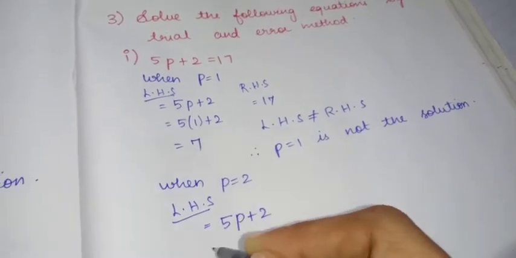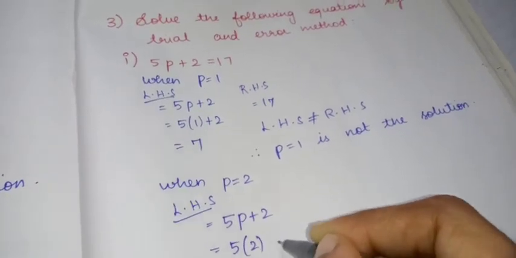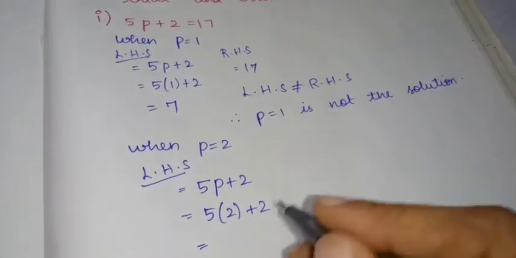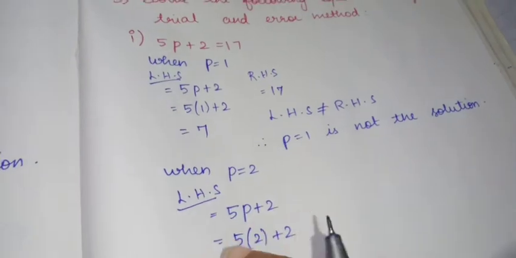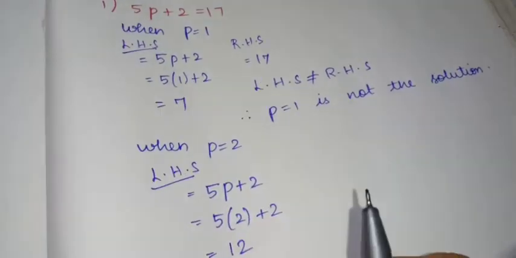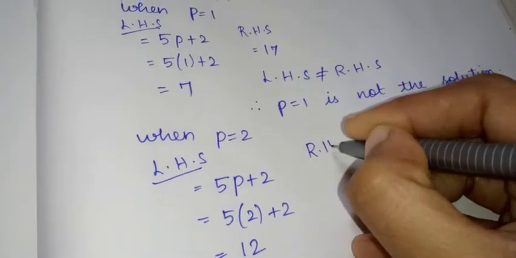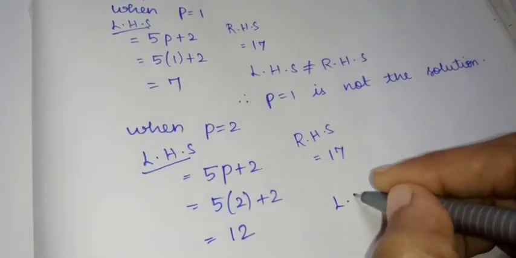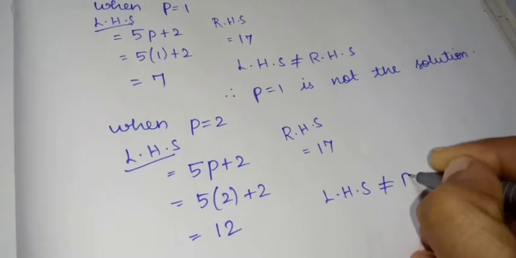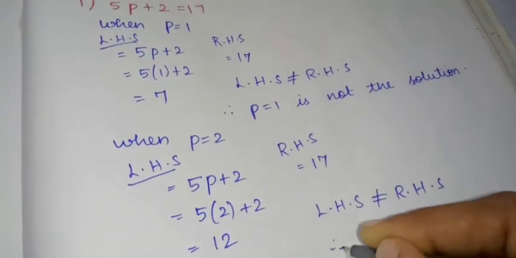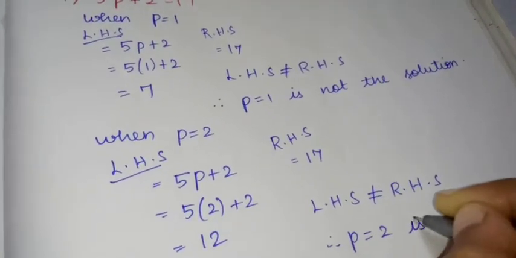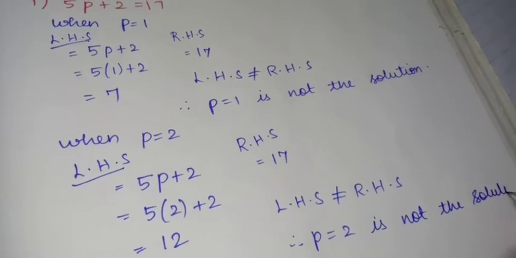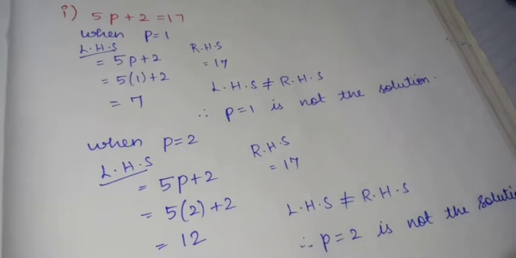5P plus 2, 5 into 2 plus 2. 5 2s are 10, 10 plus 2, 12. What is your RHS? 17. So, both LHS and RHS are not equal. Therefore, P is equal to 2 is not the solution.